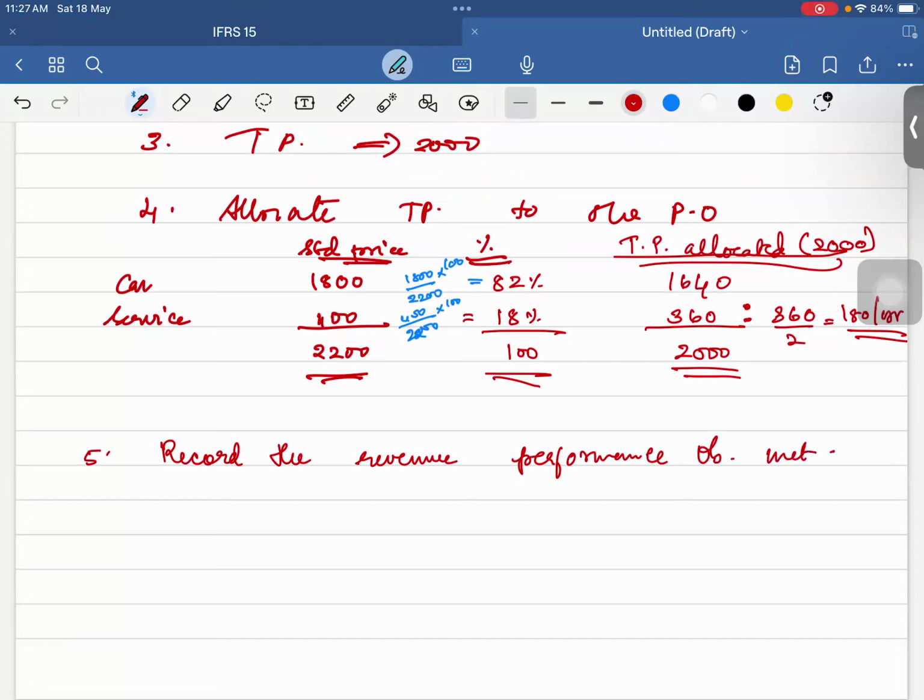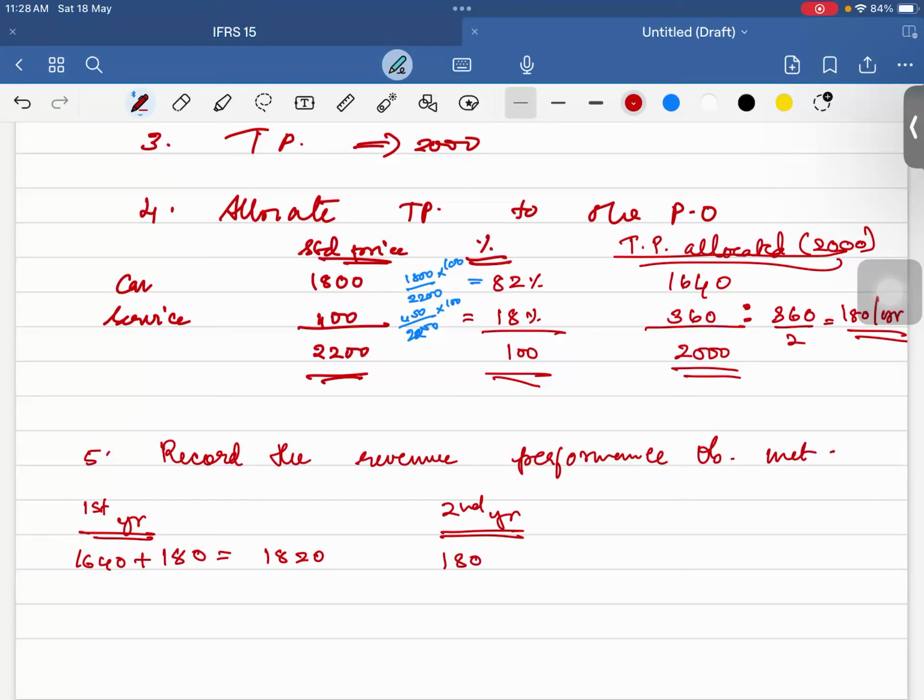Now, let's just assume the performance obligation is met. Then what are you going to do? So the first year, your revenue is going to be 1640 plus the 180 of service. Understood? 1640 plus 180 of service, that is 1820. And the second year, you're going to recognize only the service alone, that is the remaining 180. So this is your split of the IFRS 15 transactions.